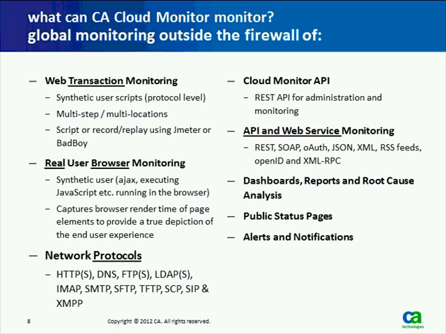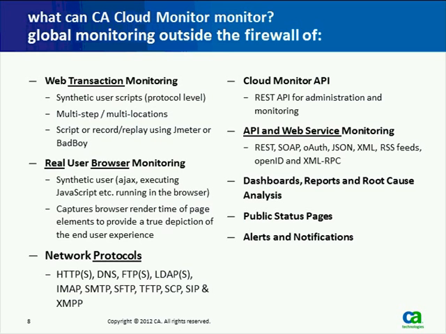So we capture the full render time of web pages with real user browser monitoring. Touched on the protocols: here it's actually network protocols. It's beyond just web transaction monitoring, the HTTP stuff. We also have a number of other protocols, 20 plus, and we're adding them quarter to quarter. A handful of them are listed here, and we can monitor their availability and performance. We have a rather extensive API as well. It's a REST API, which returns information as either JSON or XML, and that can be used to access all the functionality within the Cloud Monitor solution.